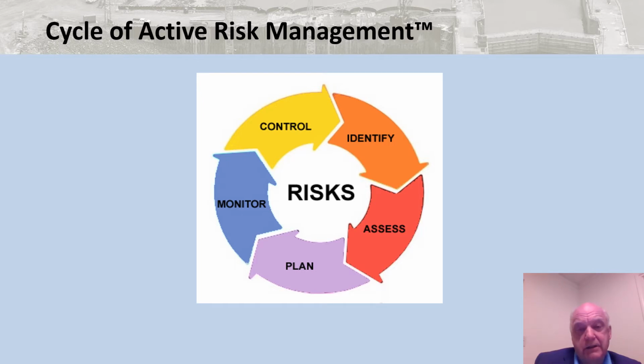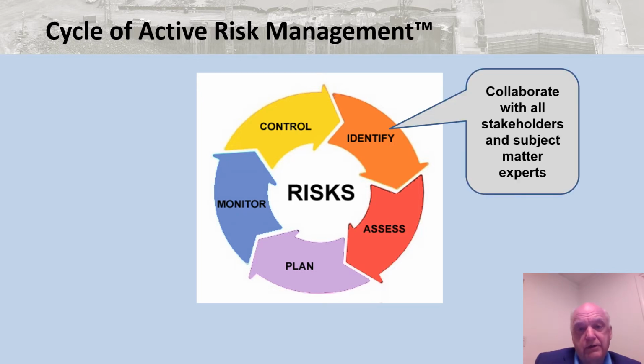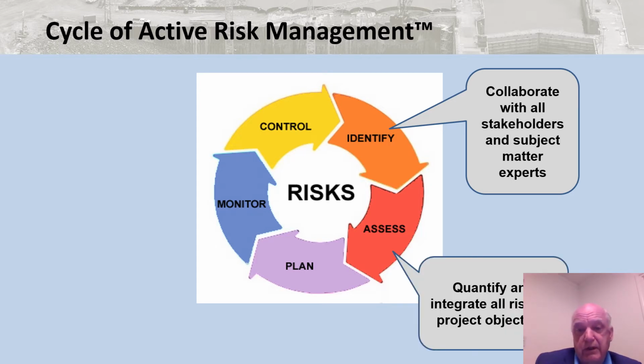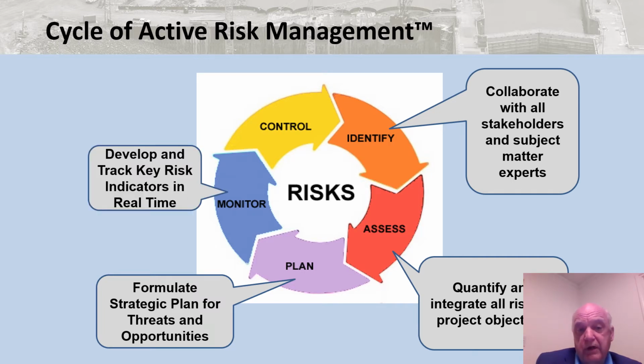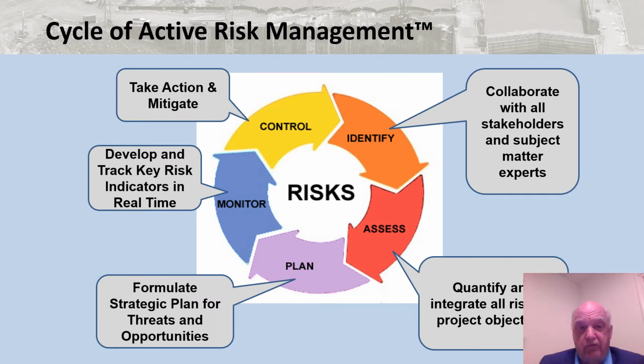And I like to think of this as a continuous circle, because things are constantly changing. These steps: identifying the risks, it's important that we identify and collaborate with stakeholders and subject matter experts. When we do the assessment, we quantify and integrate all the risks that threaten the project objectives. We formulate a strategic plan to deal with the threats and opportunities. We then monitor. We develop and track key risk indicators and do this in real time. We control it by taking action and mitigating risks when we need to.